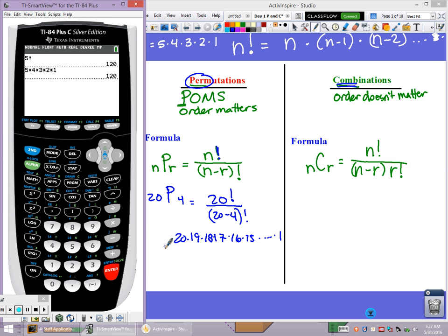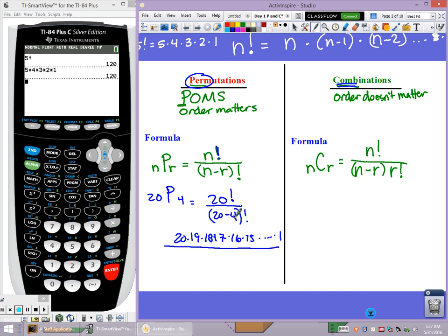Okay, so over here we're going to do 20 factorial, and then 20 minus 4, we do that first, so 16 factorial. And basically, this 16 times 15 times 14, this is 16 factorial. So this and this cancel out. So really I just need 20 times 19 times 18 times 17. And that would give me my answer.